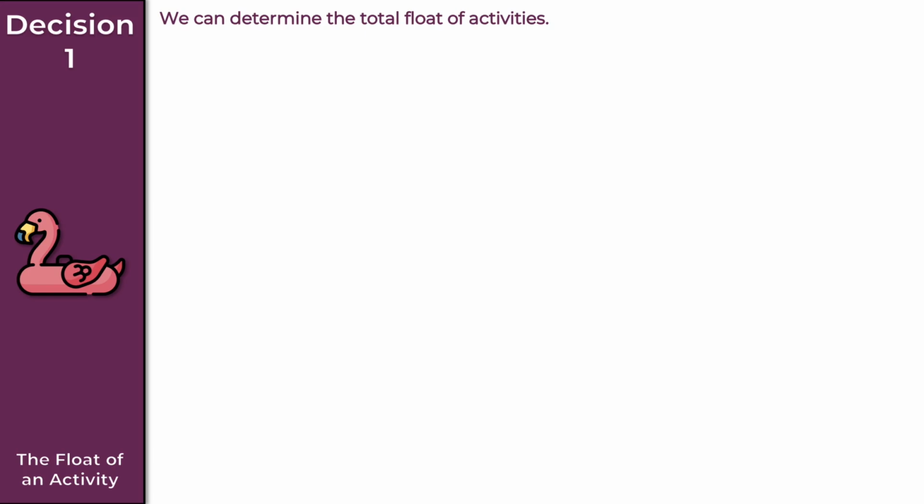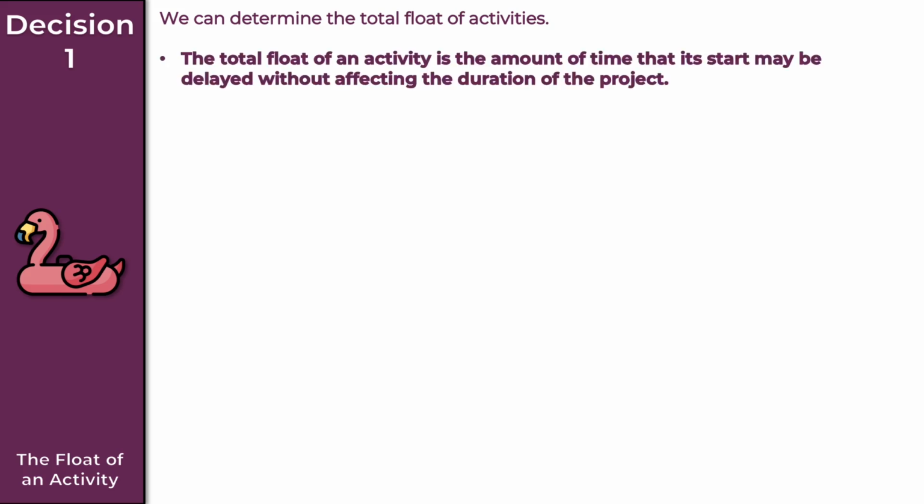In this video here, we're going to take a look at the flow of an activity. Now we can determine the total flow of activities. Now the total flow of an activity is the amount of time that its start may be delayed without affecting the duration of the project.